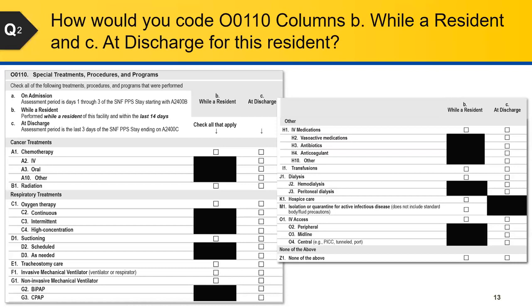So now, based on this new information, let's consider how to code O0110 columns B, while a resident, and C, at discharge. Again, I'll give you some time to consider the answers and feel free to add in the chat or just jot it down. You can see quite a few of you are writing into the chat. Thank you for doing that.